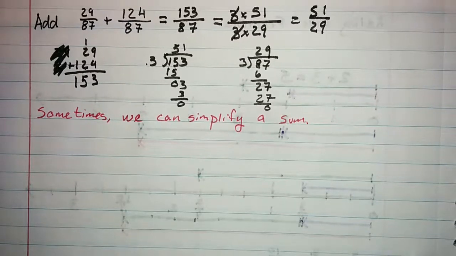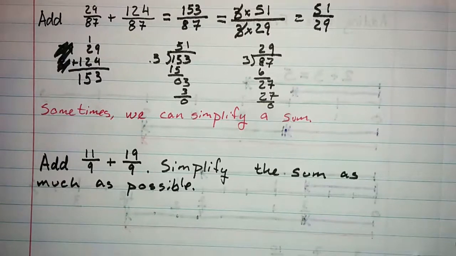So I'm going to give you one more of these to try, with the instruction that you should simplify the sum. Add 11/9 plus 19/9 and simplify the sum as much as possible. Pause the video and try this now.